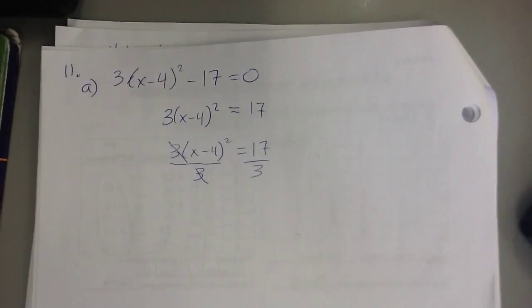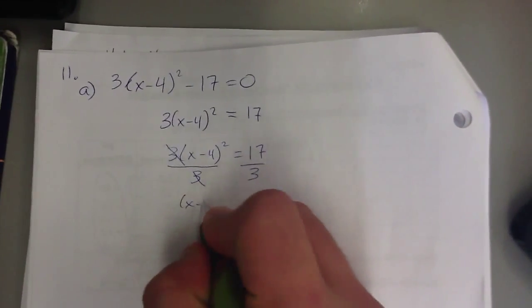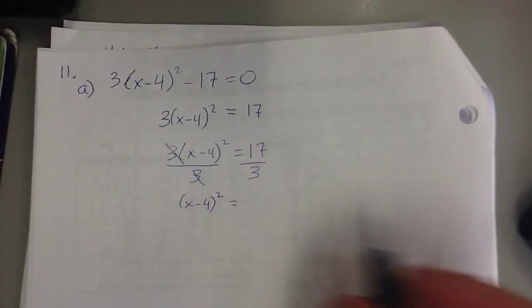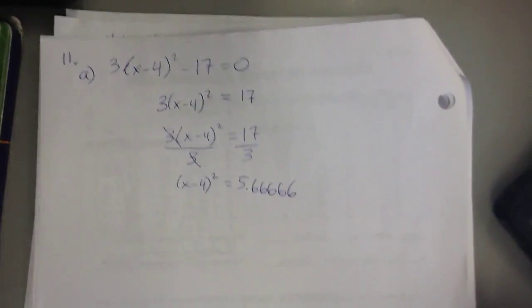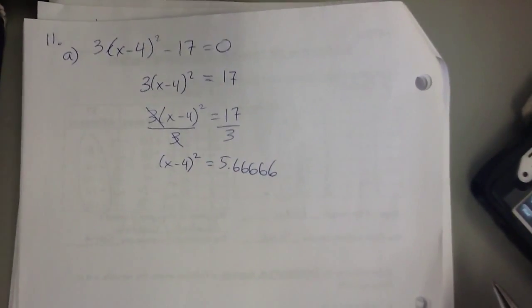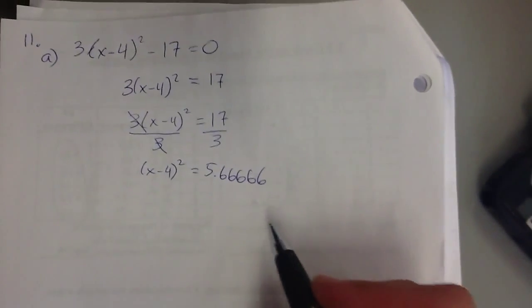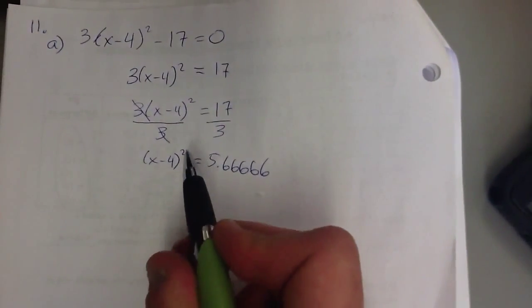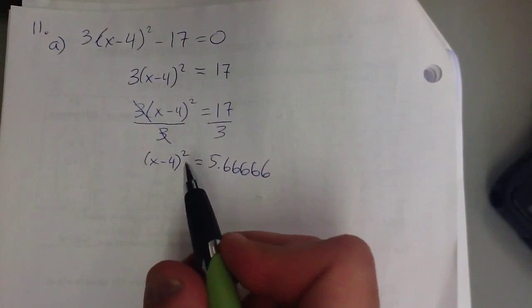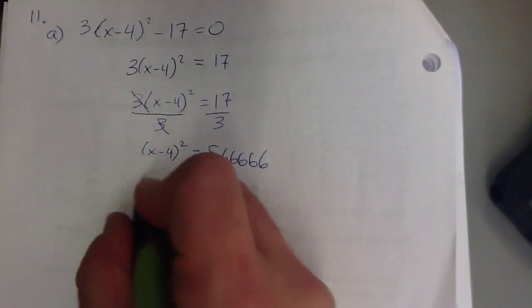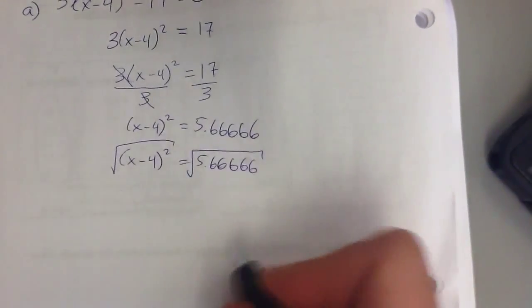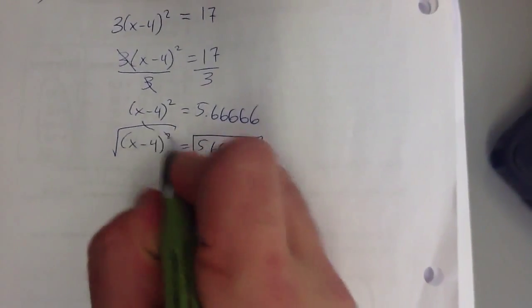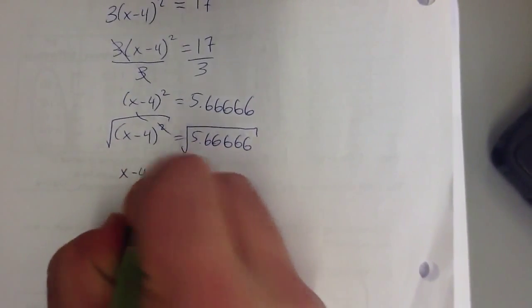When you divide both sides by 3, you're going to get (x - 4)² on this side, and on this side you're going to get something like 5.66666 repeating. It only wants us to determine this to 2 decimal places, but I'll keep a few decimal places for now. Then, how do I get rid of this square? What is the opposite operation of square? The opposite operation of square is the square root. So in order to get rid of the square, I'm going to take the square root of both sides. This square root will get rid of the square, so you'll be left with x - 4.